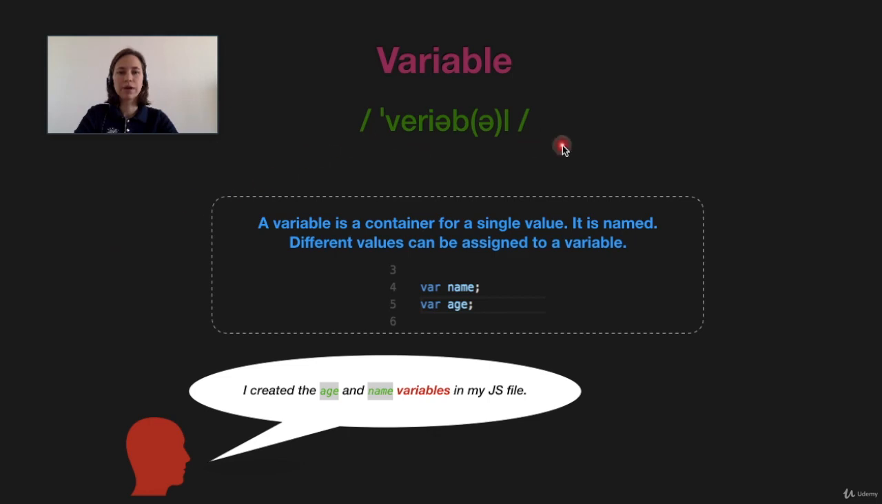Variable. Variable. A variable is a container for a single value. It usually has a name. Different values can be assigned to a variable. And sometimes you will see a few lines of code written here. This is taken from Visual Studio Code. For example, var name and var age. You know that var represents the word variable, so variable name and variable age. An example, I created the age and name variables in my JS file.